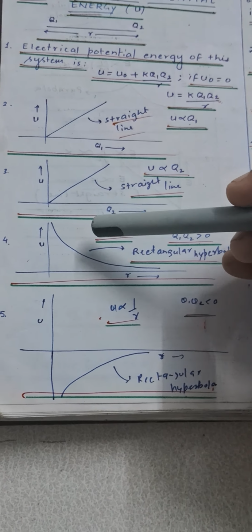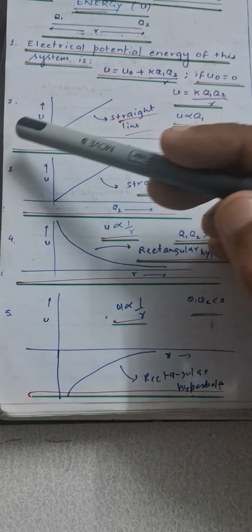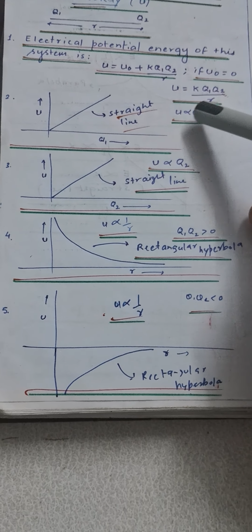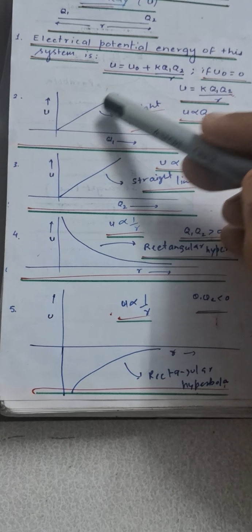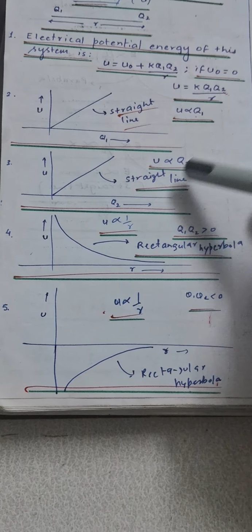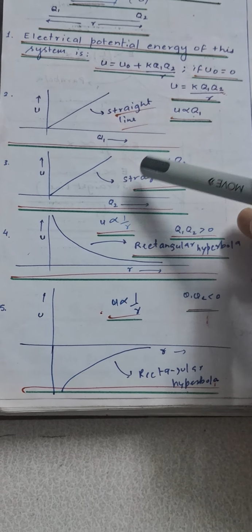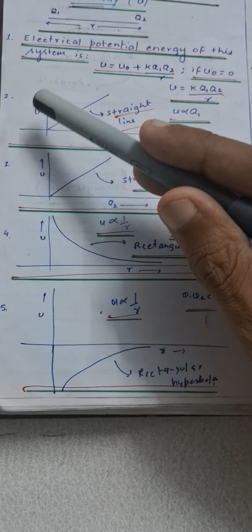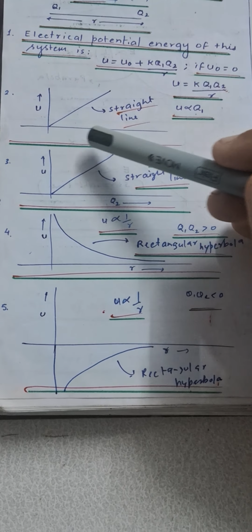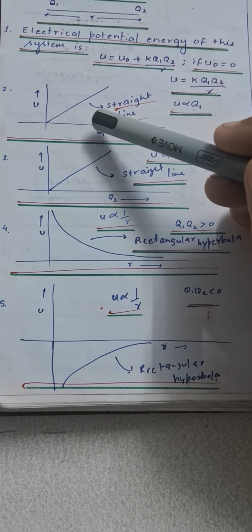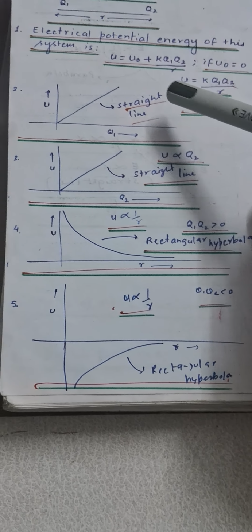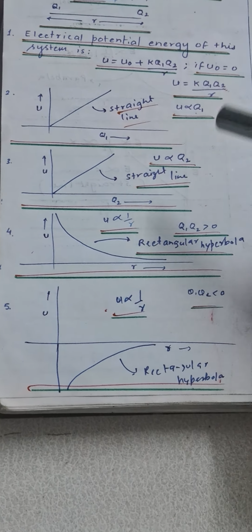Now there are certain graph-based questions on this. The first is the graph of U versus Q1. As we can see from the expression over here, U is proportional to Q1, so that graph will be a straight line. Then we can also see that U is proportional to Q2, so it will also be a straight line. Here one thing to note: whenever we draw a graph, except for the two variables shown on the x and y axis, the rest of everything is assumed to be constant.